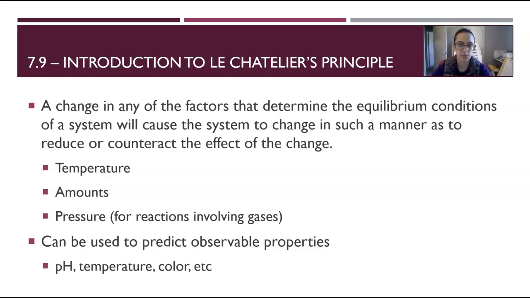Now, we can manipulate certain changes so that we can observe how equilibrium is changing. We can do this with pH, with temperature, or by observing color. There are a lot of different things we can do where we can visually see that equilibrium is shifting.